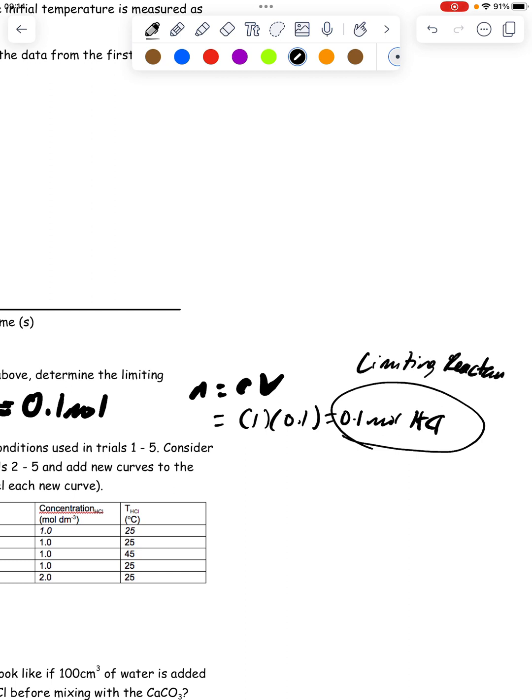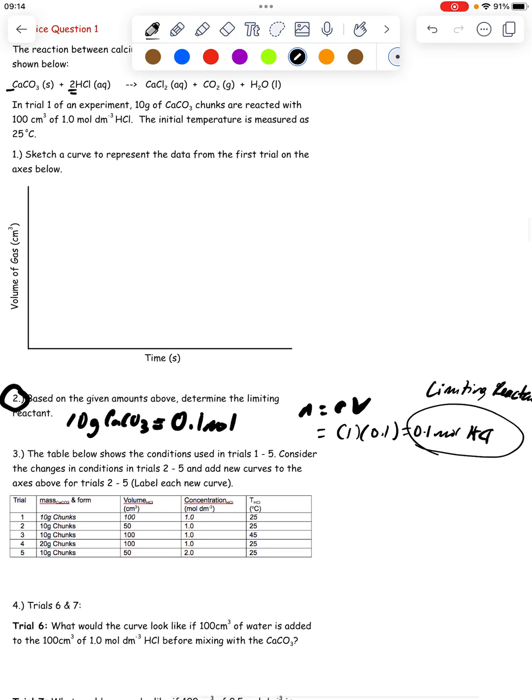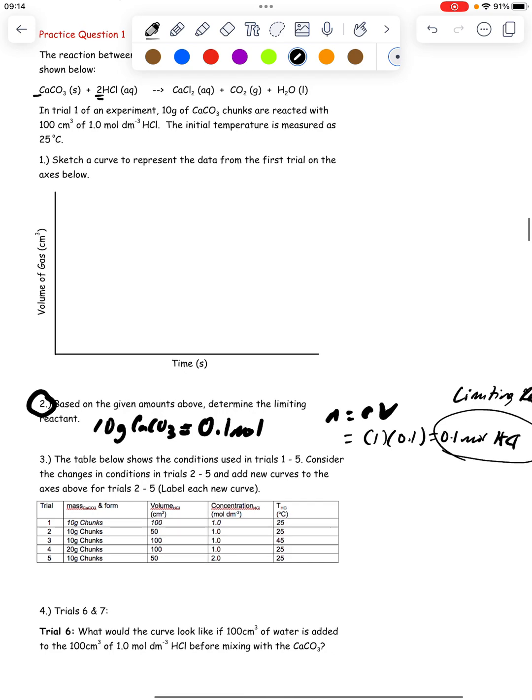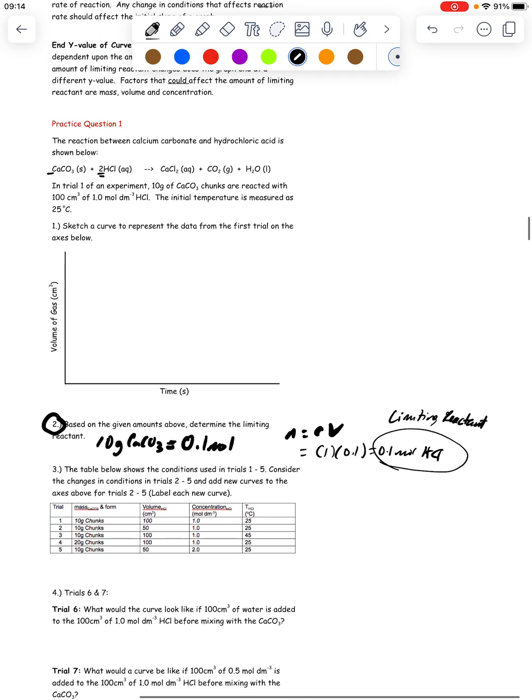Now, even if they didn't ask me to do this, it's a good idea to think about this because as the amounts get changed in the question, you need to think about whether or not you've actually changed the moles of limiting reactant. If you increase the moles of something, but it's in excess, then it won't have any impact on how much product you make.